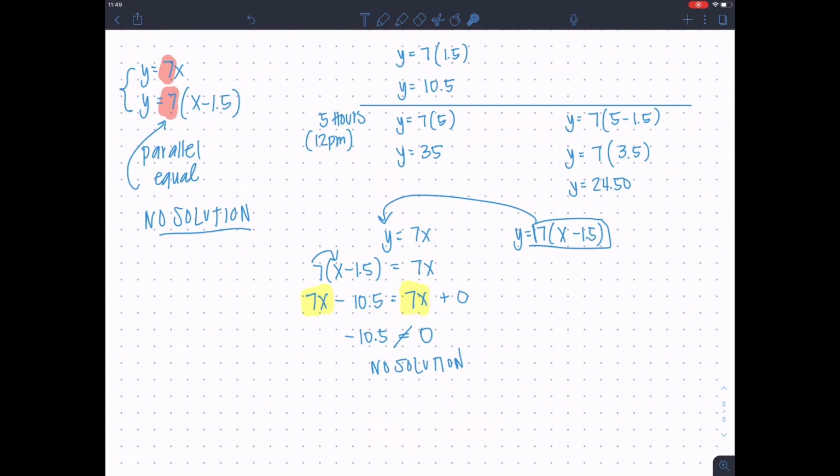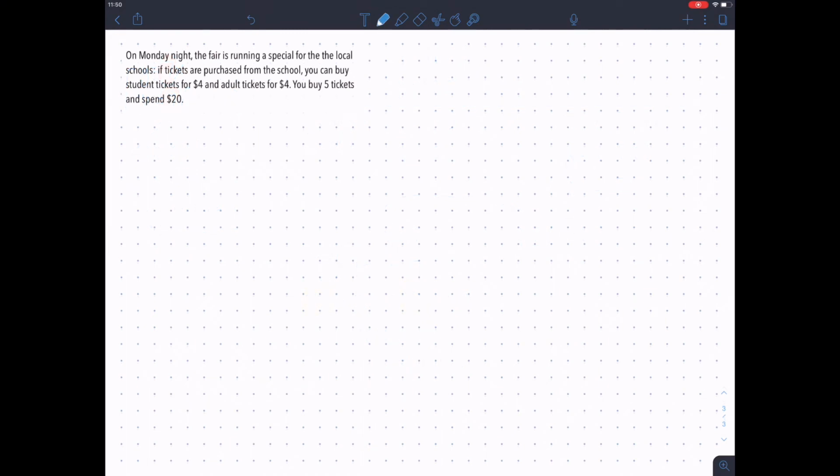All right, we're going to do another example. Here is another problem to practice with substitution, special cases. So here we go. On Monday night, the fair is running a special for the local schools. If tickets are purchased from the school, you can buy student tickets for $4 and adult tickets for $4. You buy 5 tickets and spend $20.